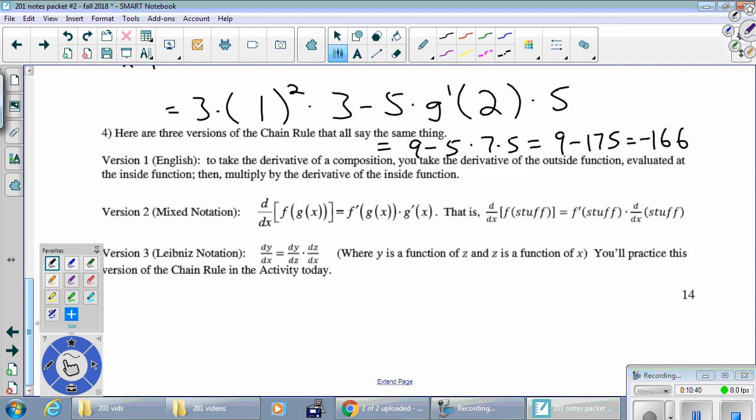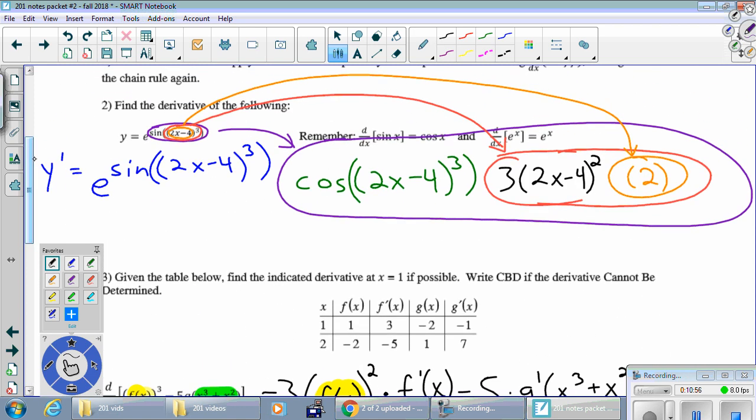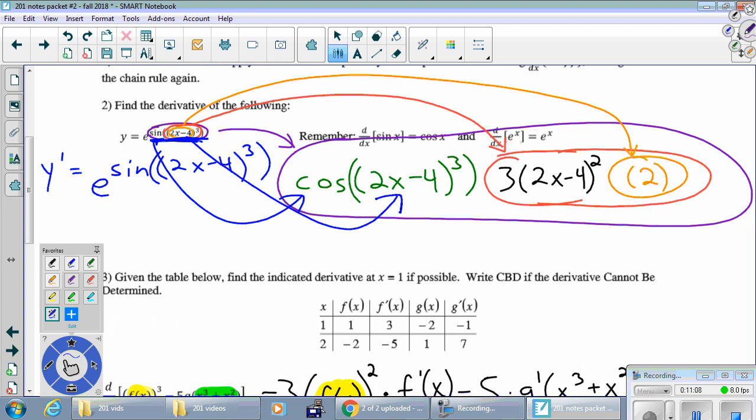Okay, number 4. Here are 3 versions of the chain rule that all say the same thing. Version 1, in English: to take the derivative of a composition, you take the derivative of the outside function, evaluate it at the inside function, then multiply by the derivative of the inside function. We did that more than twice today. I'm going to point to 2 places. Sine of stuff: derivative of the outside, that's the sine. Derivative of sine is cosine, evaluated at the stuff, we copied the 2x minus 4 to the third there. Then times the derivative of the stuff. The derivative of 2x minus 4 cubed was big.